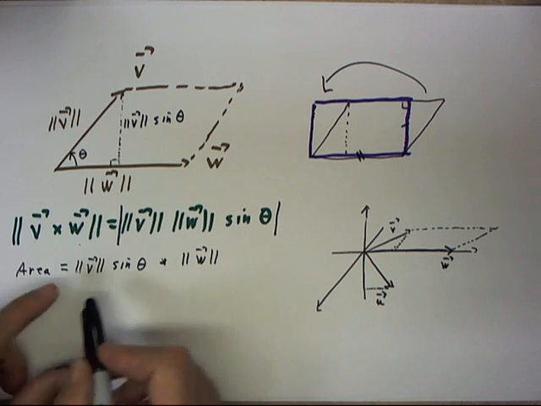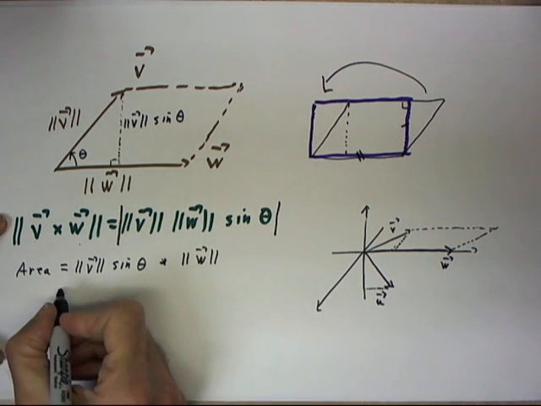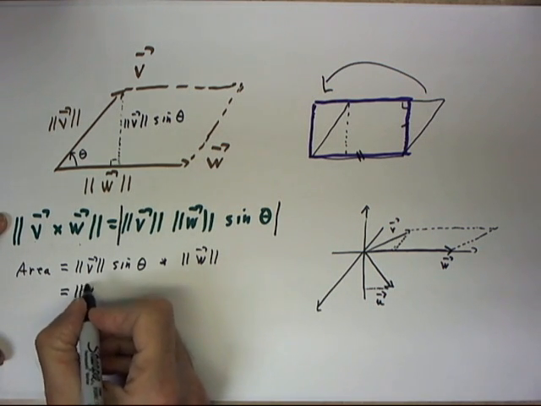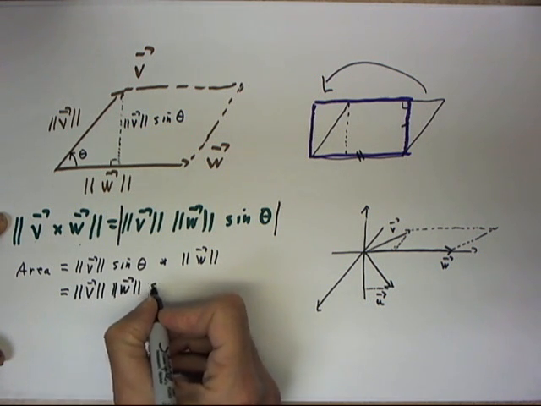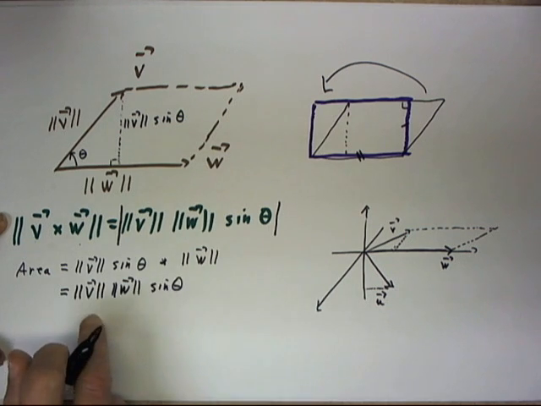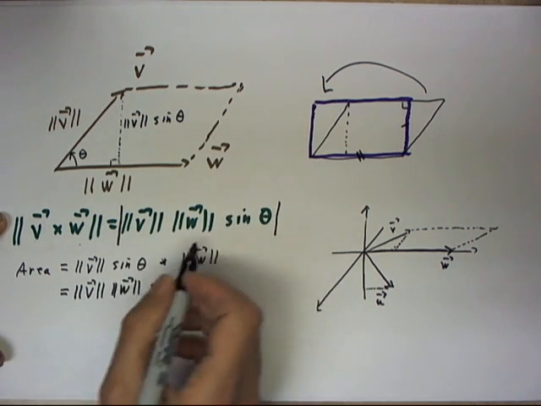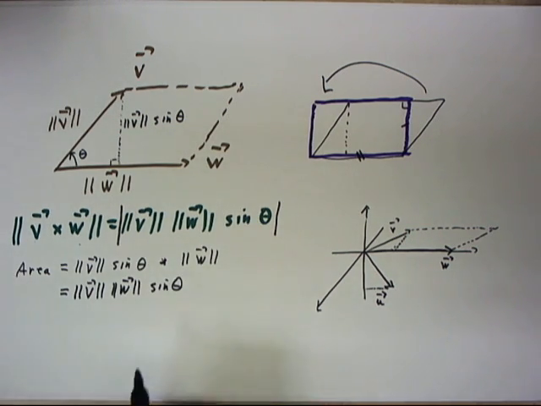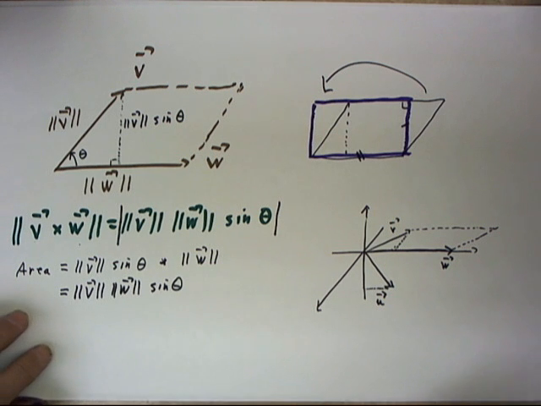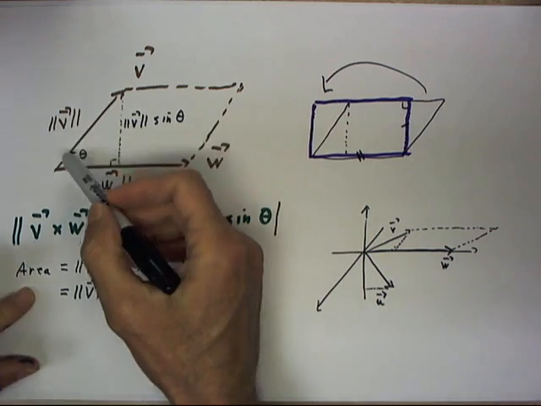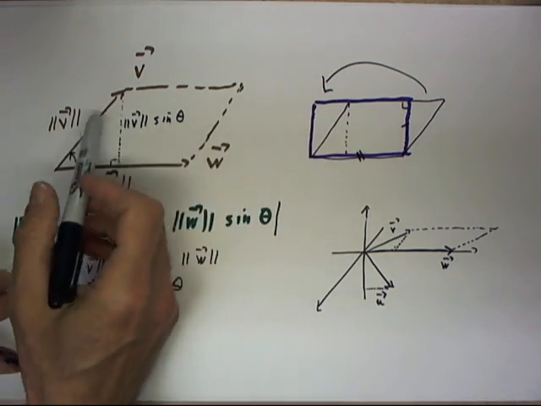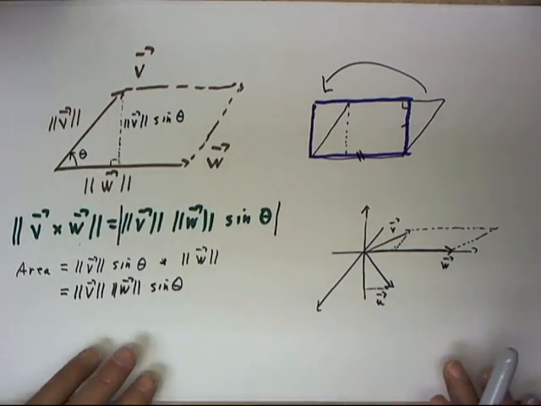However, if we simply rearrange this, we find that this expression is identical to the expression for the magnitude, excuse me, of the cross product. So the magnitude of the cross product is the area of this parallelogram formed by V and W.